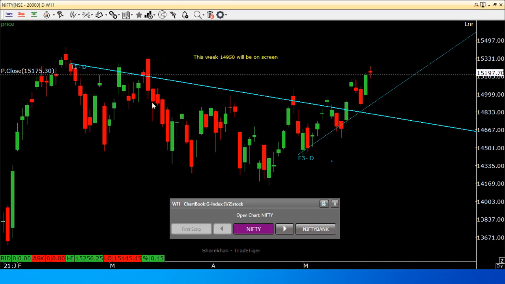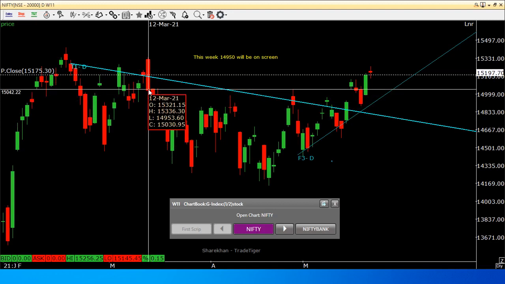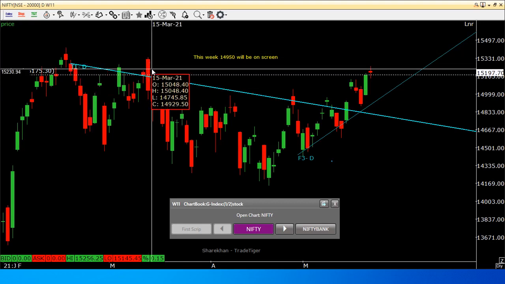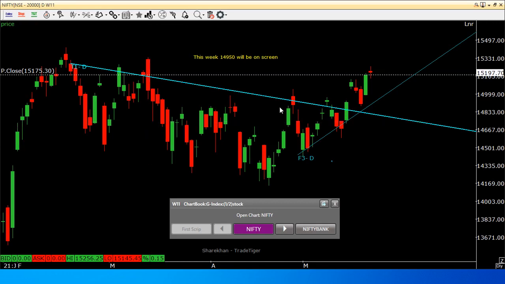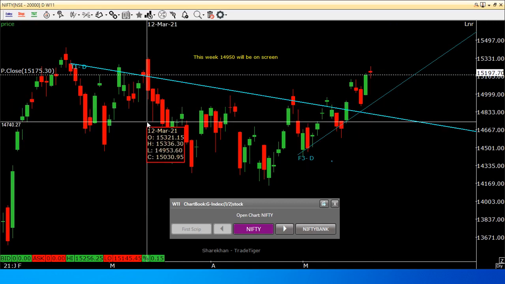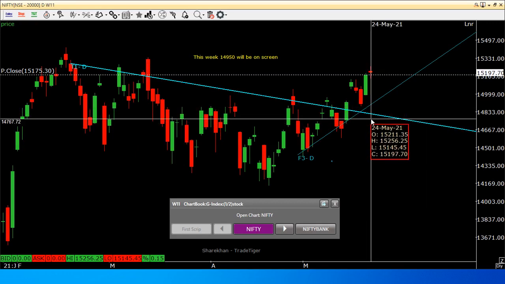After this, the second top candle is this one. After opening gap up, the market didn't sustain, but it made a slightly lower high than this candle. Exactly. Now this candle is about to touch the high of that candle, which is 15,336, and the market is trying to be very confusing here.